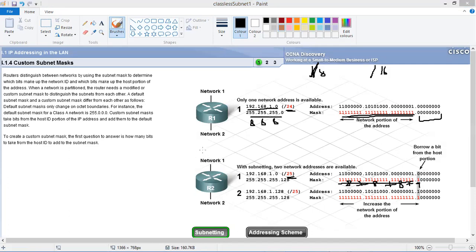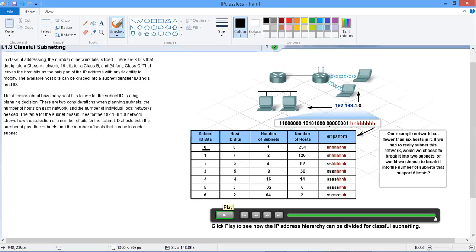Like here, there was nothing borrowed. The host ID was still 8 bits. The number of networks is still 1. You can only use this for 1 network. The number of hosts, that is valid IP addresses, is still 254. That's the normal default we had before. The host bit pattern is still 8.